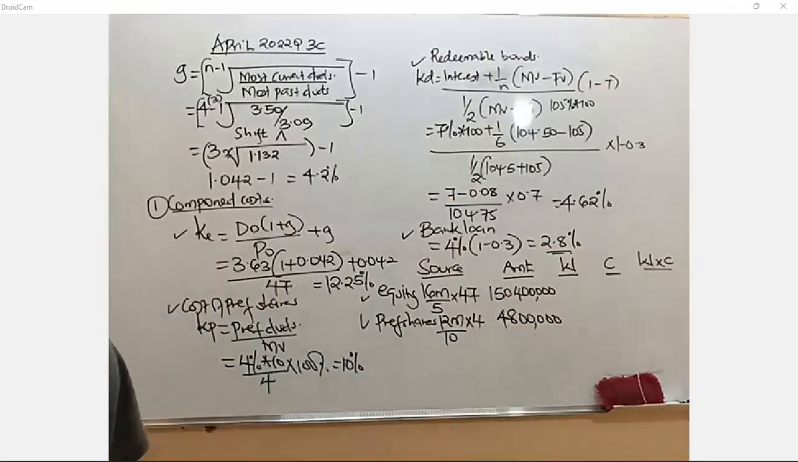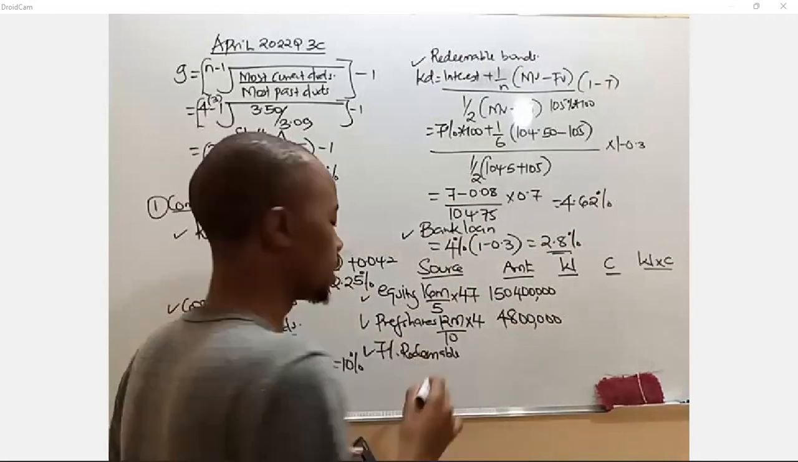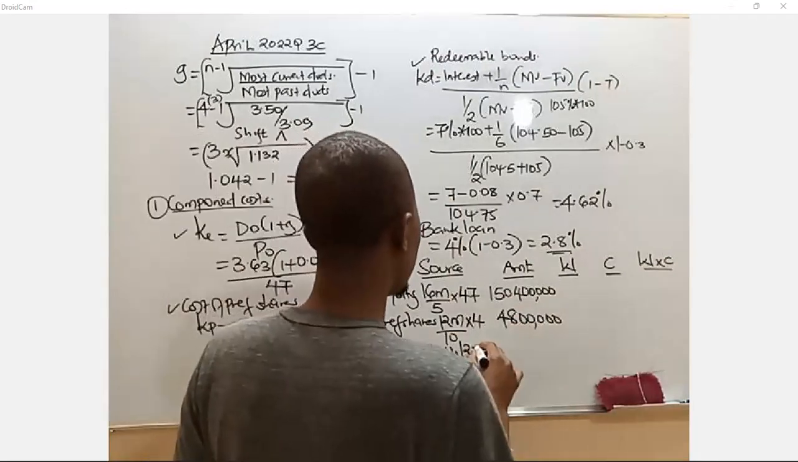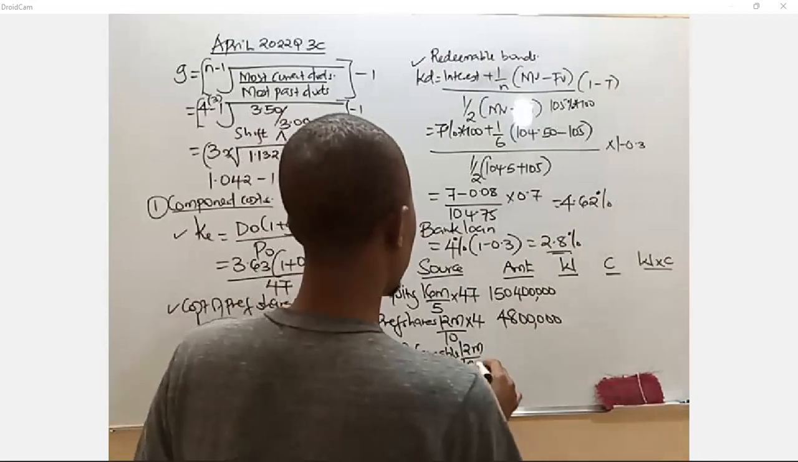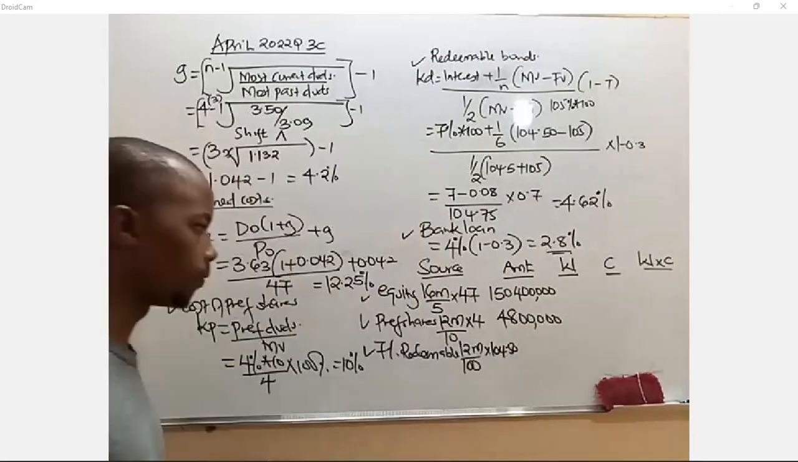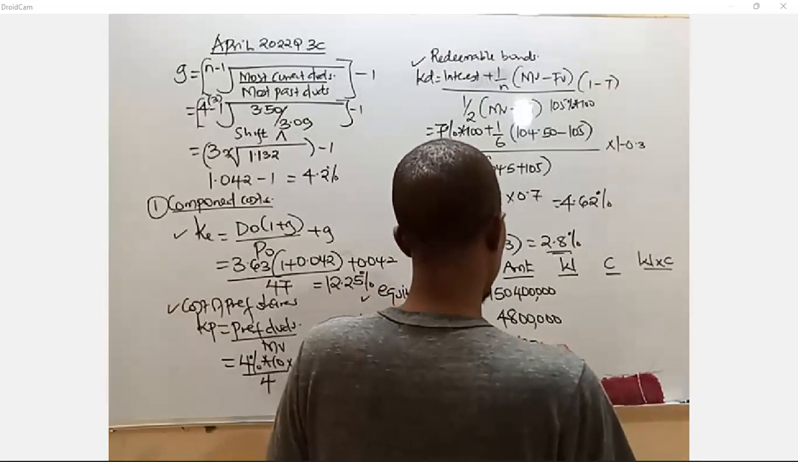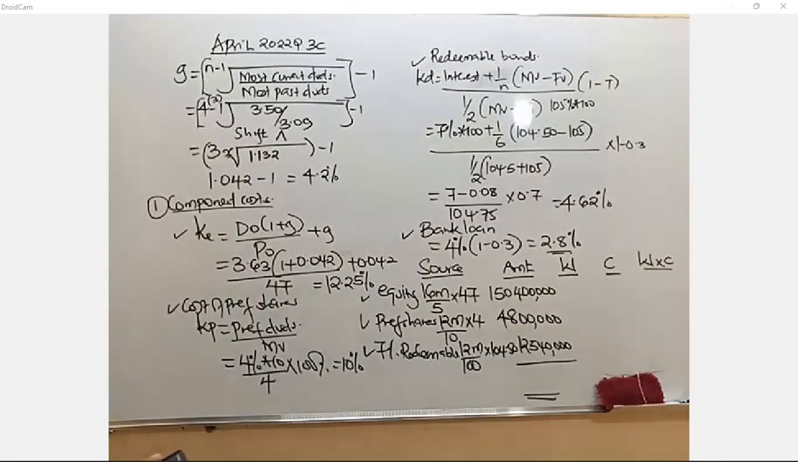Then we have redeemable bonds, 7% redeemable. Do we know how many bonds we have? We say no. But in this case, I can just take 12 million. The par value of these redeemable bonds, we are being given in note number what? Note number 3, which is 100. Then we multiply by our market value, which is 104.5. So 12 million divided by 100 times 104.5, we are getting 12,540. What is our total here?